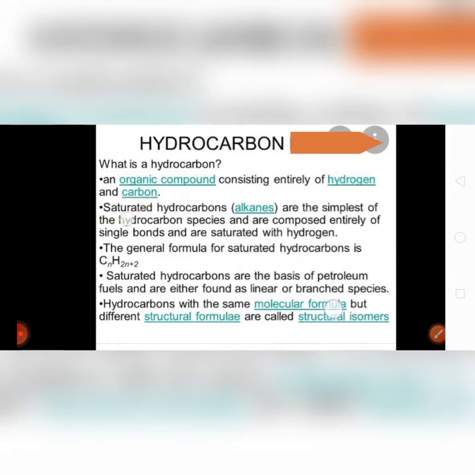Now what do we mean by saturated and unsaturated hydrocarbons? Saturated hydrocarbons consist of only single bonds, meaning there is no double or triple bond between the atoms, and they have the general formula CnH2n. So any hydrocarbon which consists of only single bonds will be termed a saturated hydrocarbon, whereas unsaturated hydrocarbons consist of double or triple bonds.